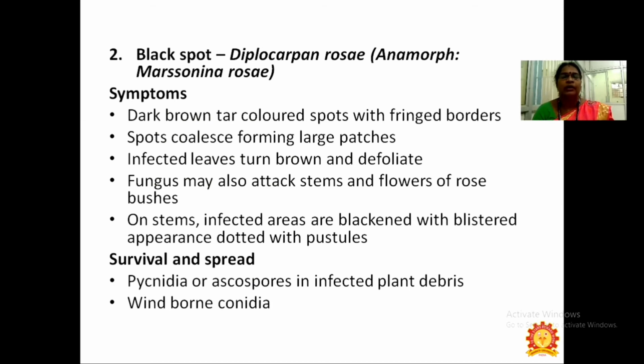Symptoms: dark brown tar colored spots with fringed borders, spots collapse forming large patches. Infected leaves will turn brown and defoliate, and the fungus may also attack the stem and flowers of the rose bushes. On stem, infected areas are blackened and blistered, and appear dotted with pustules. Survival and spread: mycelium and ascospores survive in infected plant debris, and spread through windborne conidia.